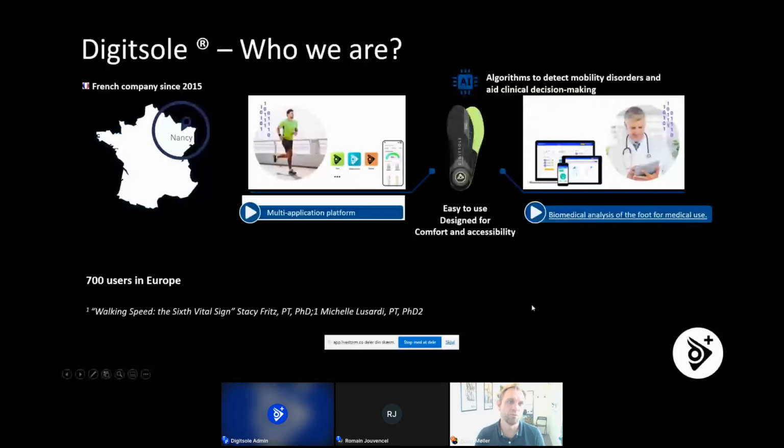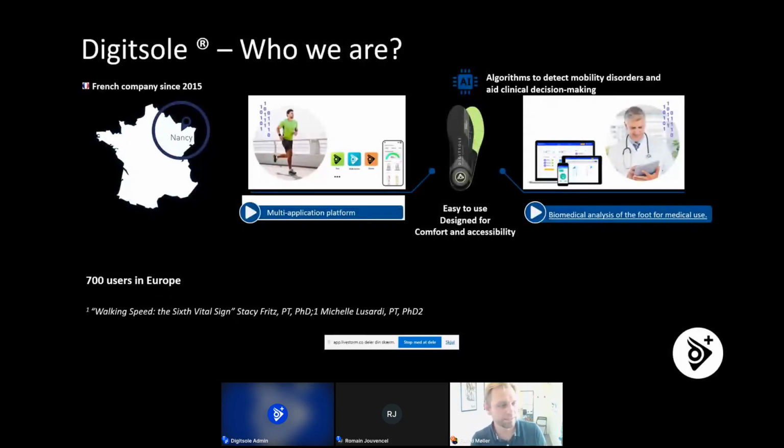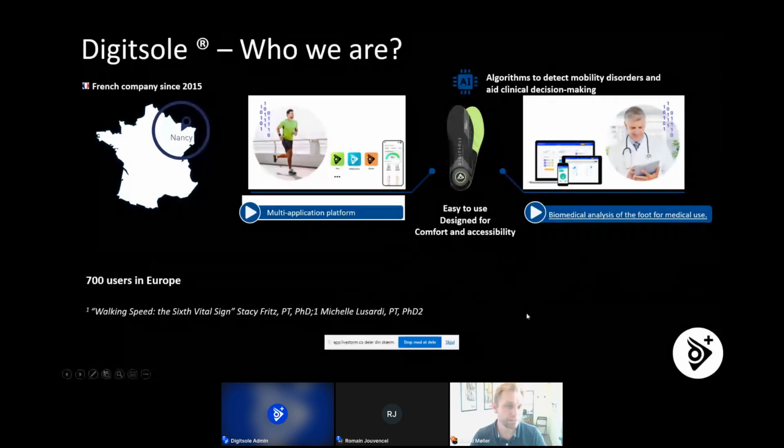Just to give you short information on what Digital is as a product, it's based out of France, in Nancy, and it's been there since 2015. It's a kind of accessory to work with, easy for us in regard to application and comfort and accessibility for our analysis, to help us in our clinical evaluation of our patients, our clients, our customers, however we want to address them. So that's the main perspective with artificial intelligence, our clinical setting, and a tool that combines these settings into this idea to help us. Currently 700 people are using Digital Pro in Europe.